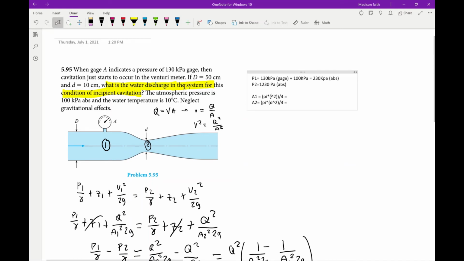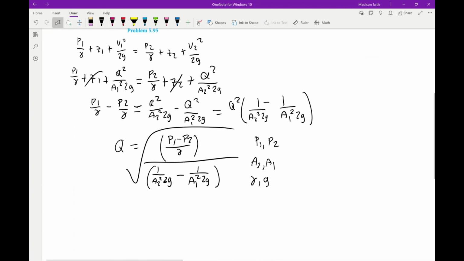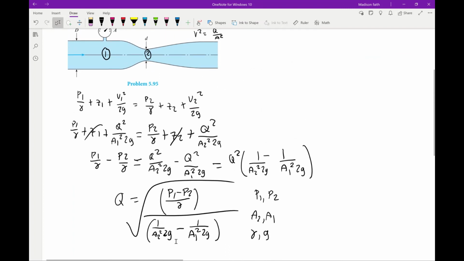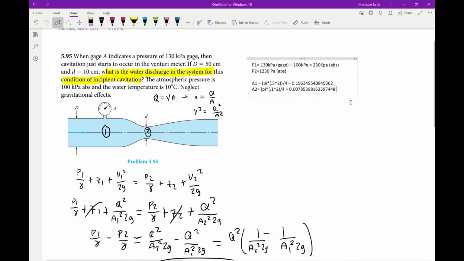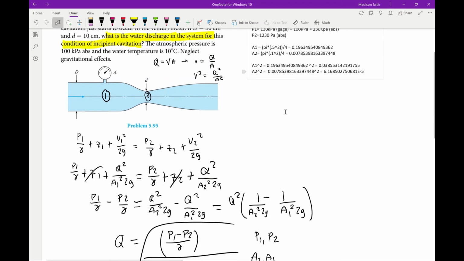So big D is 50 centimeters, and we need that in meters to use in the Bernoulli equation. So that's 0.5, and that's 0.1. So Microsoft OneNote's actually nice and actually solves it for us. And in the equation that we want to solve below, we actually need A2 squared and A1 squared. So let's just solve these for squared now. And now we simply get the squared values of the areas.